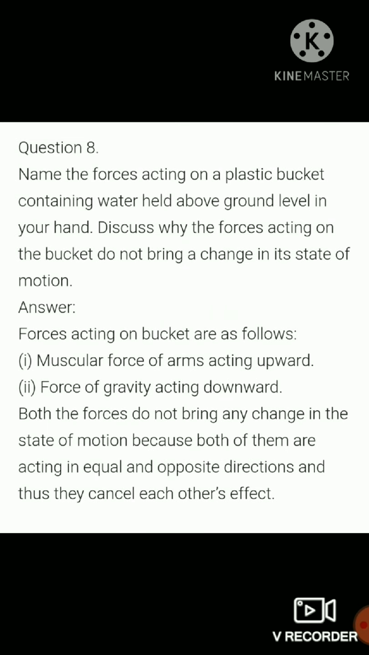Name the force acting on a plastic bucket containing water held above ground level in your hand. Discuss why the forces acting on the bucket do not bring a change in its state of motion. So the answer is: forces acting on the bucket are as follows. First, muscular force of the arm acting upward. Second, force of gravity acting downwards. Both the forces do not bring any change in the state of motion because both of them are acting in equal and opposite directions and thus they cancel each other's effect.